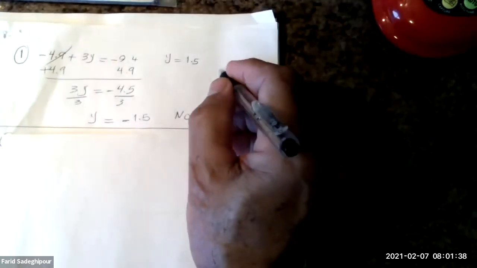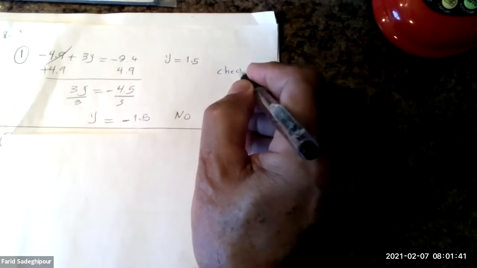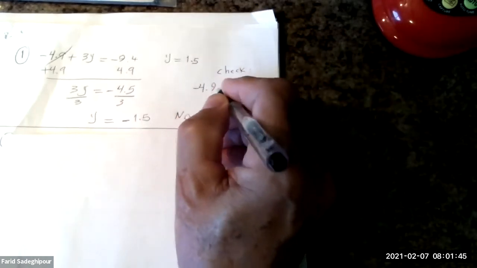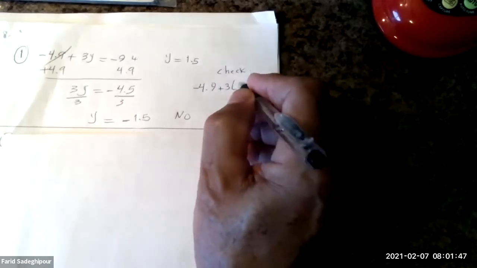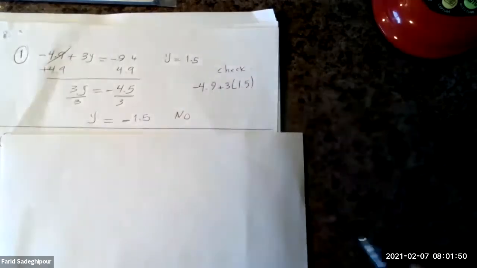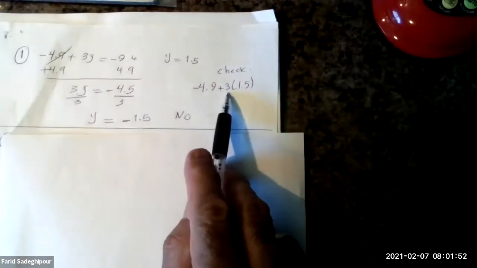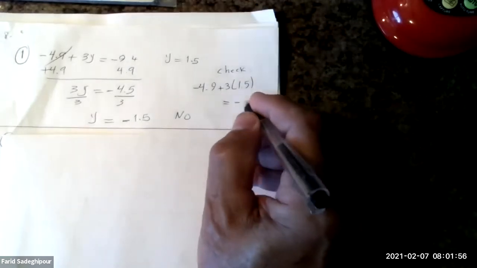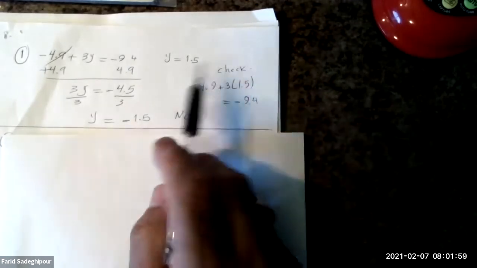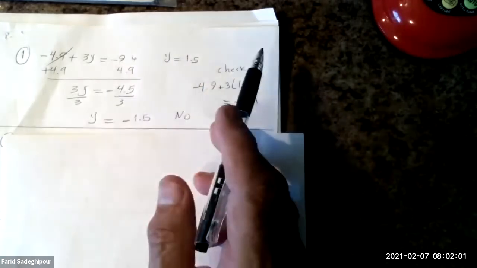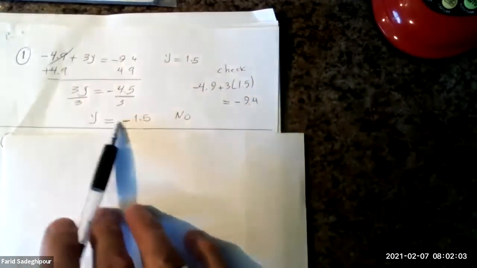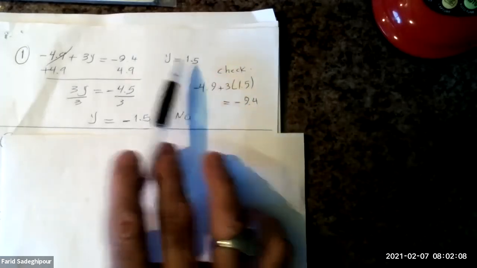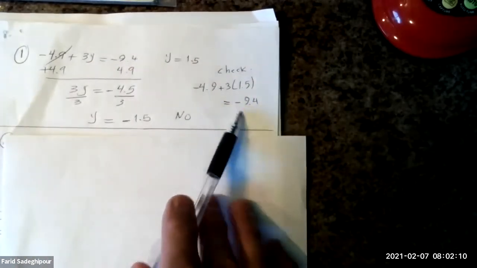So here, to check, it's minus 4.9 plus 3 times 1.5. When you do this, you take 3 and multiply by 1.5, and then minus 4.9. If that gives you minus 0.4, then you say, yes, this is a solution. So there are two ways to do it. One is to just solve the equation, or check by taking the number and substituting for the variable. Okay.